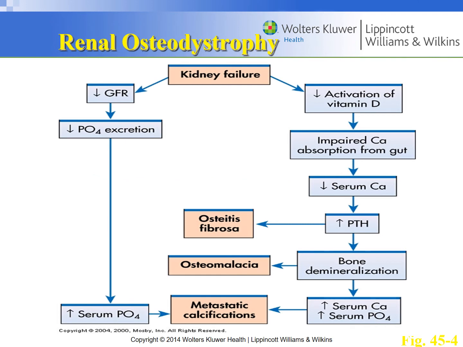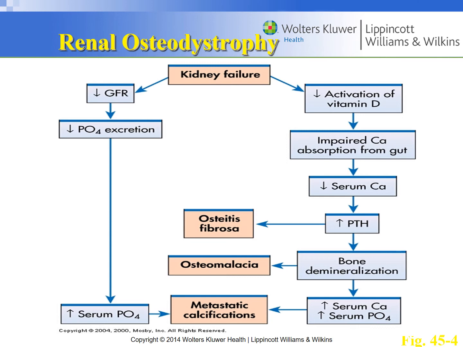So let's take a look at it on this scale. With kidney failure, we see a decrease in renal function, and a decrease in the excretion of phosphorus. Let's flip to the other side. With renal failure on the right side, you know that they're going to have a deactivation of vitamin D, which will then impair calcium absorption, which will decrease the serum calcium level.